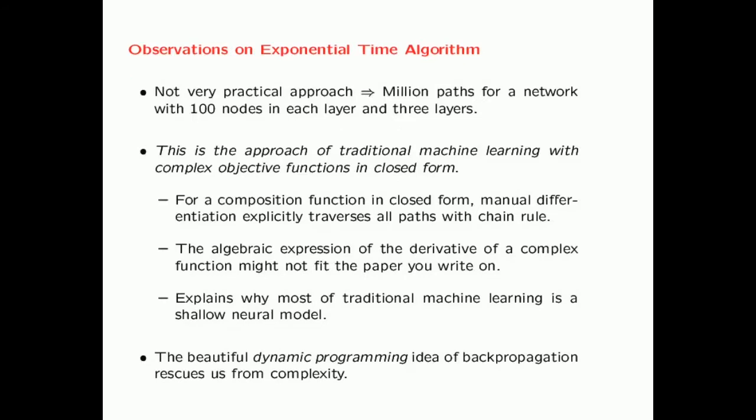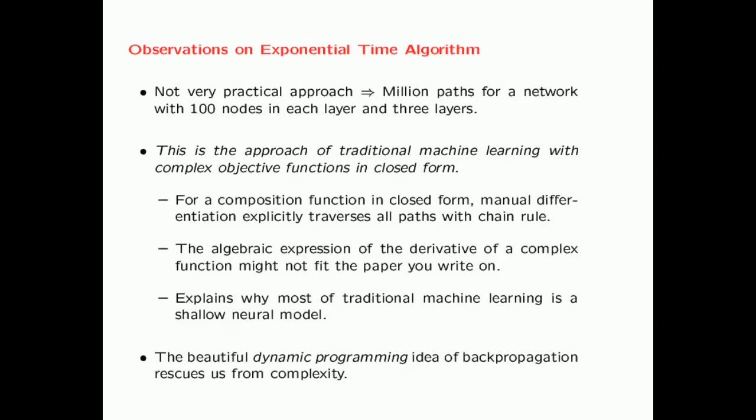So just to give you an idea, if you had a network with just 3 layers and 100 nodes in each layer, which is a very modest network by modern standards, you will get 1,000,000 paths. Okay, so it's going to get very impractical if you try to compute, and that's just to compute the derivative for one weight in the network. Then you have to do this for all weights in the network.